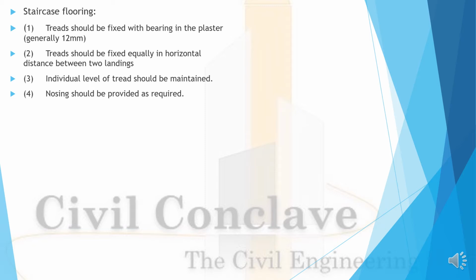Now the staircase flooring. Treads should be fixed with a bedding in the plaster of at least 12 mm minimum. Treads should be fixed at equal horizontal distances between two landings. The individual level of each tread should be maintained. Nosing should be provided as required.